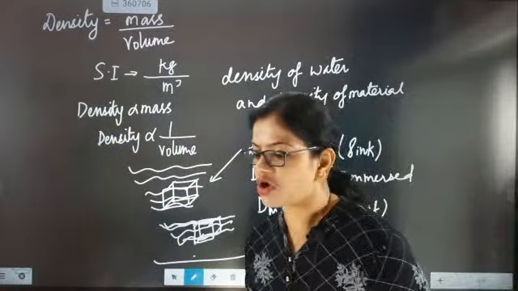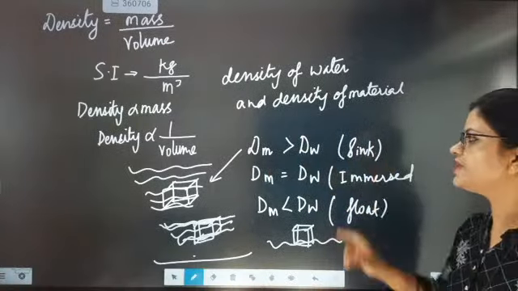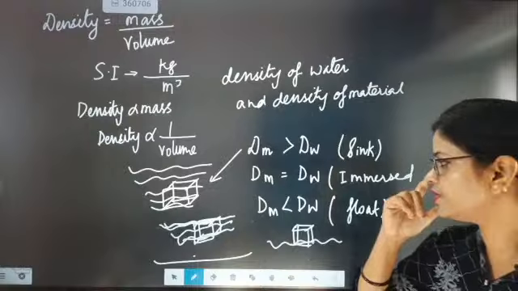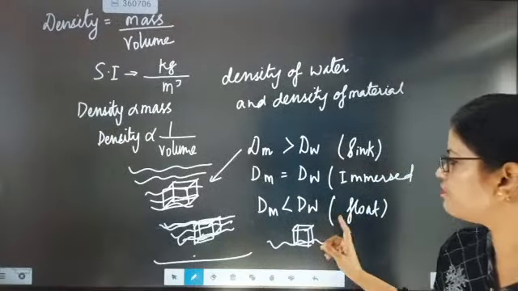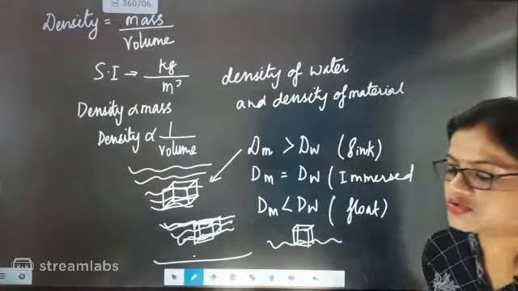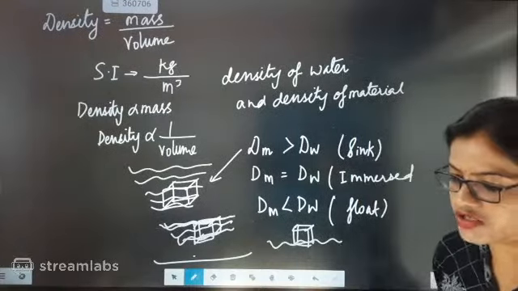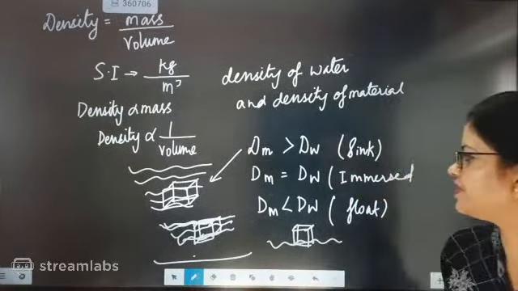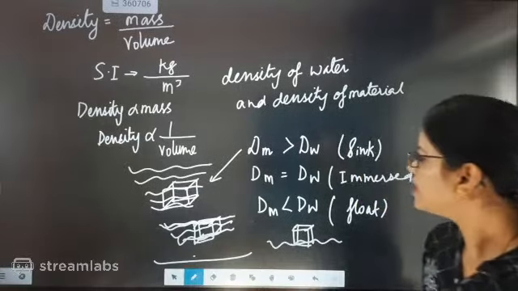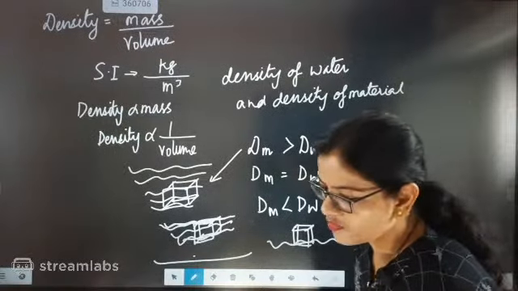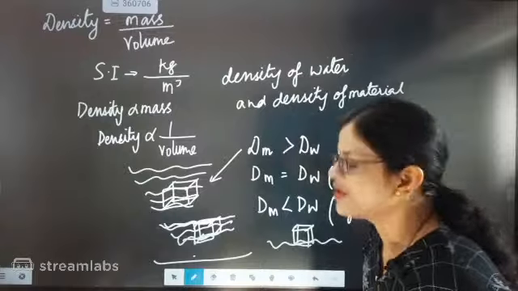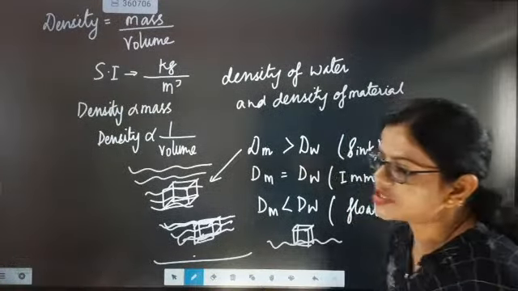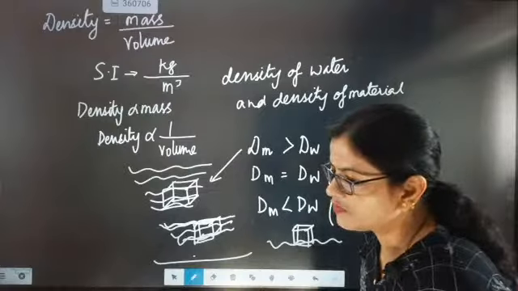Did you understand this concept? Density of material will be greater than density of water, density of material will be equal to density of water, and density of material less than density of water. So 3 cases will be there, and in these 3 cases either the object will sink, the object will be immersed, or the object will float.